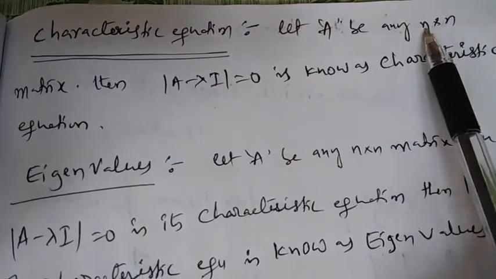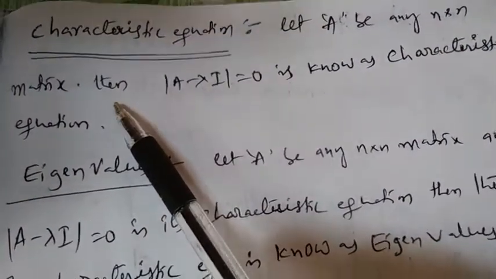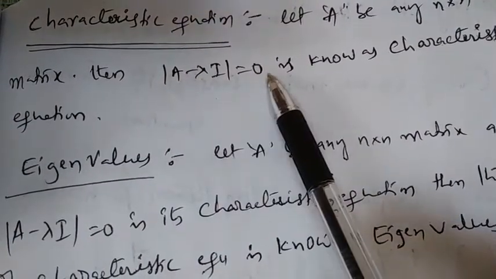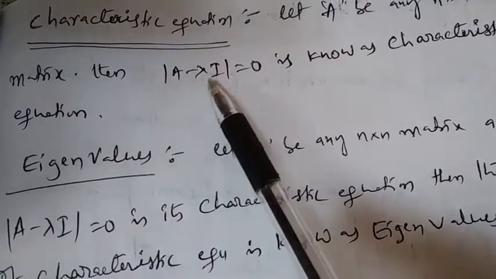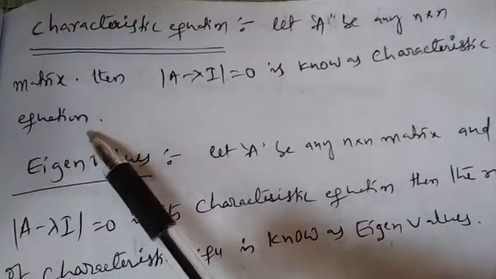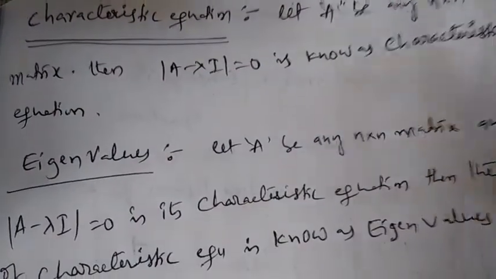Let A be any n cross n matrix, nothing but a square matrix, where the number of rows is equal to the number of columns. Then determinant of A minus lambda I equals 0 is known as the characteristic equation.